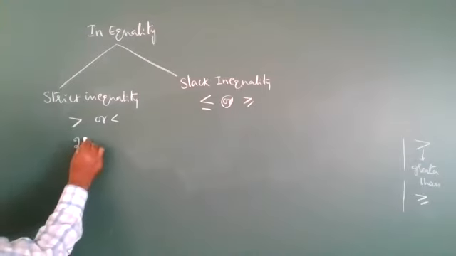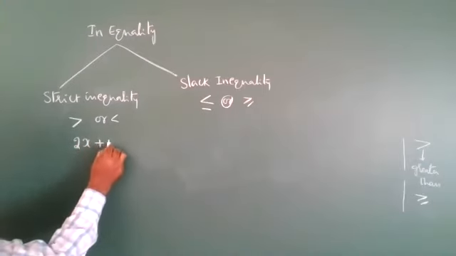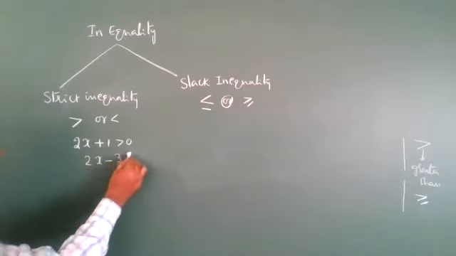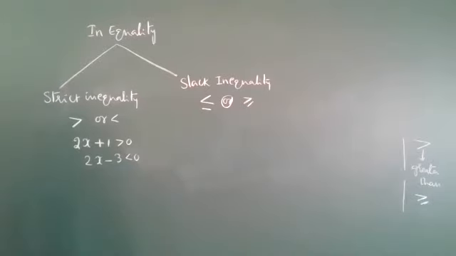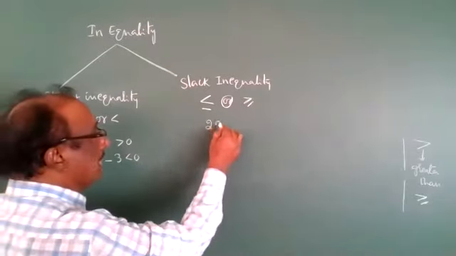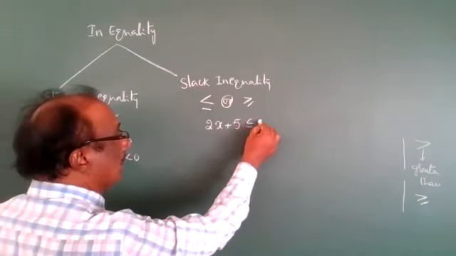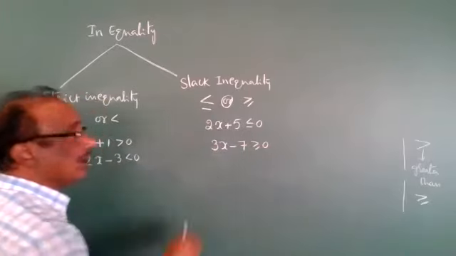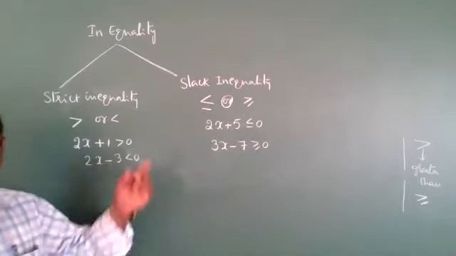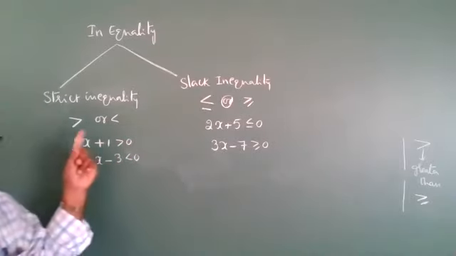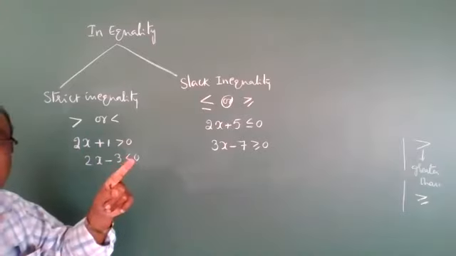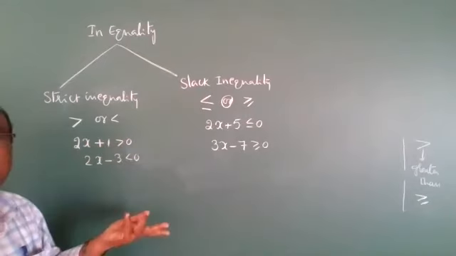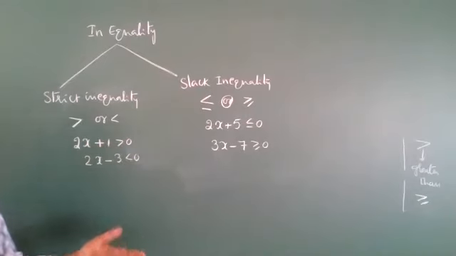Strict inequality means, for example, 2x plus 1 greater than 0, or 2x minus 3 less than 0, one condition. Here is 2x plus 5 less than or equal to 0, and 3x minus 7 greater than or equal to 0. These are the examples. So slack inequality has two conditions, and strict inequality has only one condition.